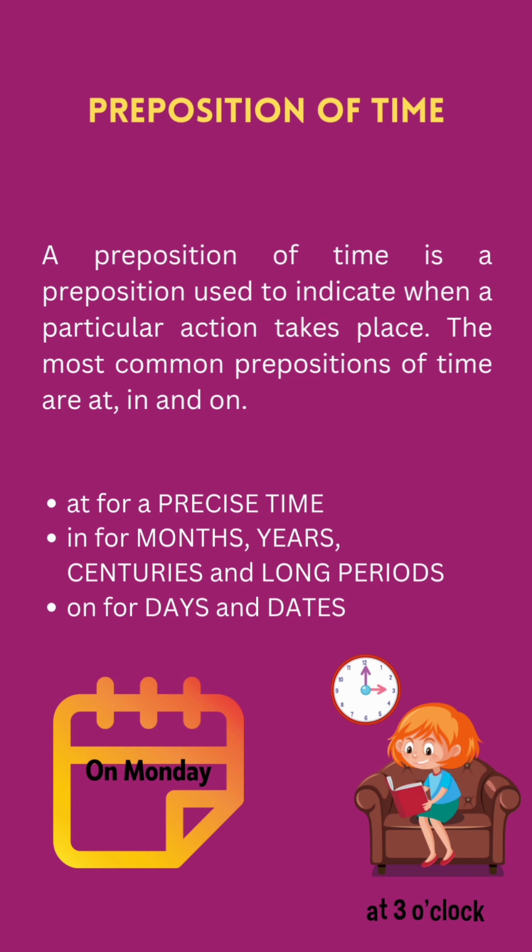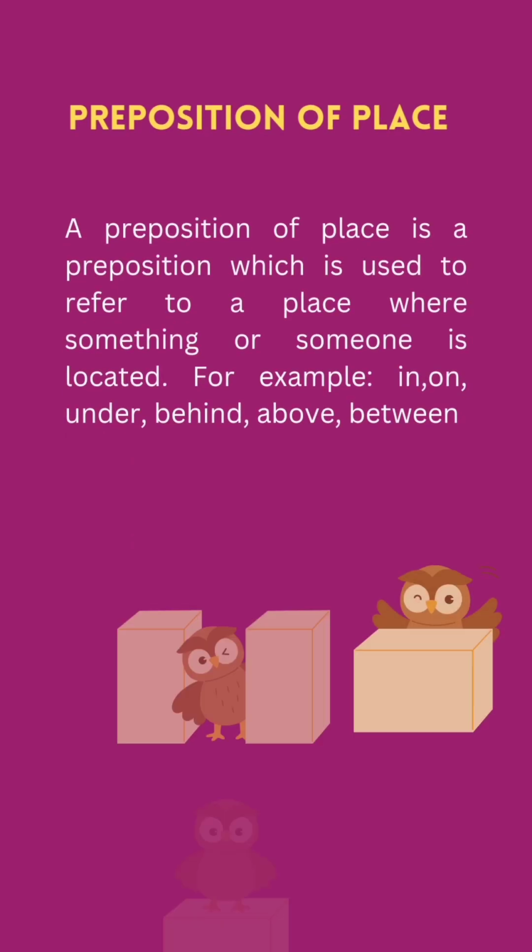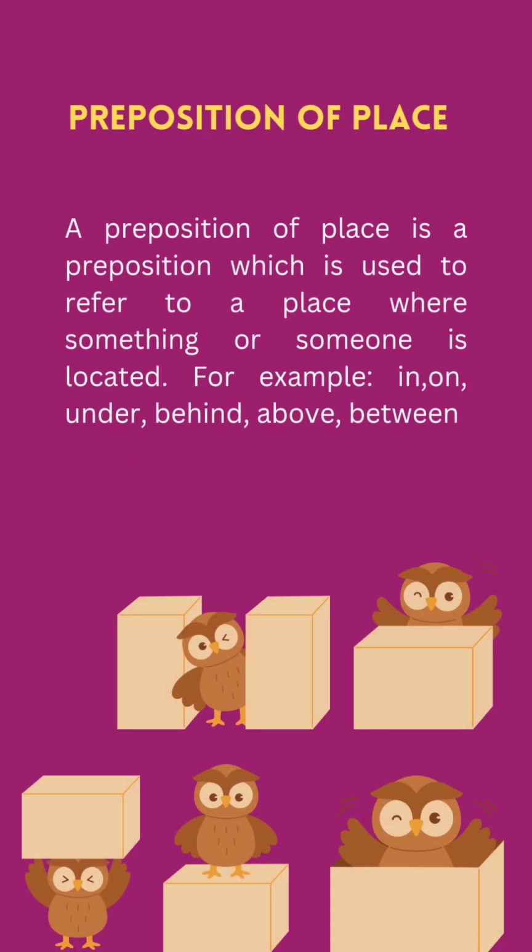Preposition of time. A preposition of time is a preposition used to indicate when a particular action takes place. The most common prepositions of time are at, in, and on. At is used for precise time, in for months, years, centuries, and long periods, while on is used for days and dates.